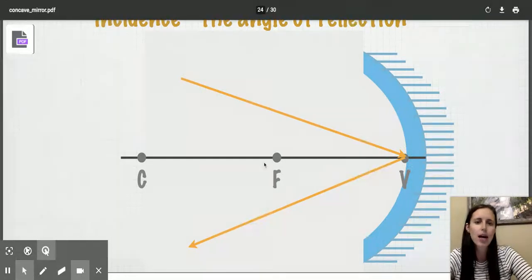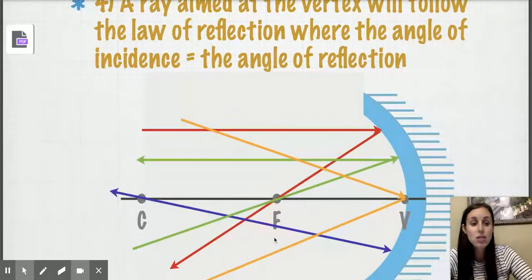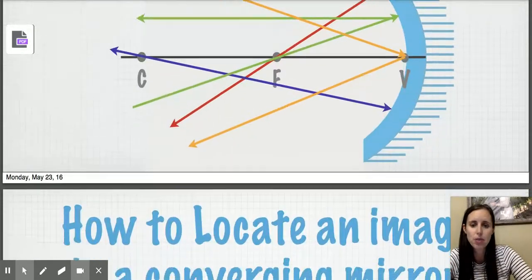All right, so now that we have our 4 rules, who cares? What do these rules matter, right? We're actually going to use these rules to show you how to locate an image in a mirror.